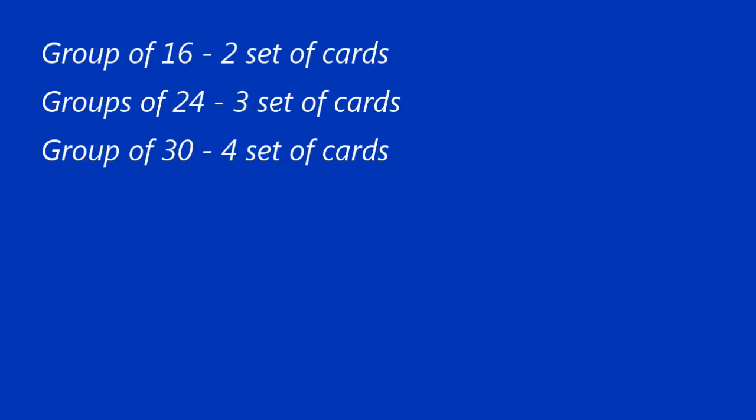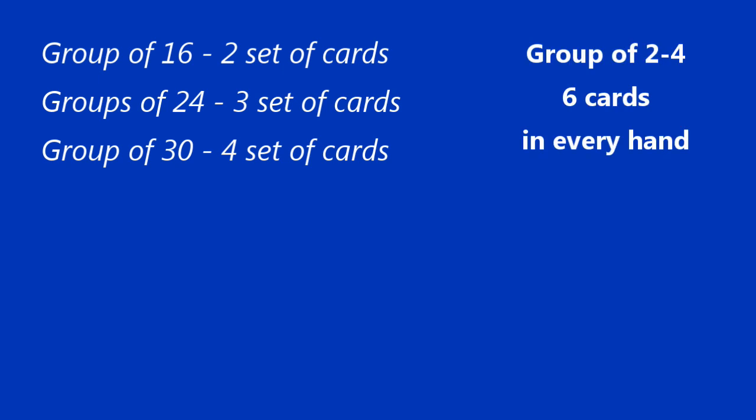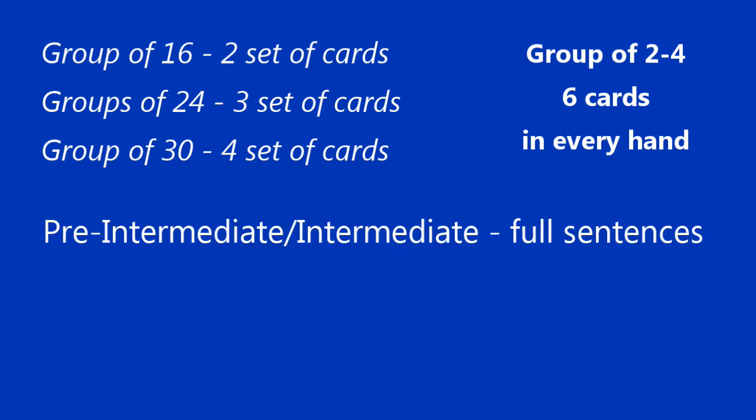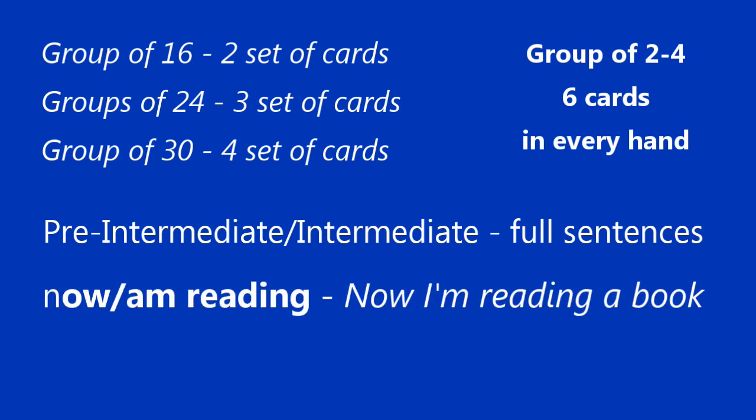For large classes, make 2 or 3 sets of cards. For small groups with only 2 or 4 students, give them not 6 but 12 cards at the beginning of the game, 6 cards in every hand. For pre-intermediate and intermediate students, ask them not only to name the tense, but also to make up a sentence with the given verb form or signal word. For example, "now I'm reading," "Now I'm reading a book."